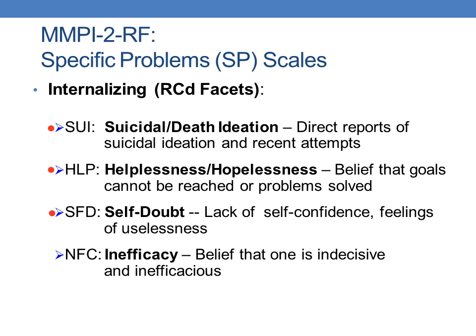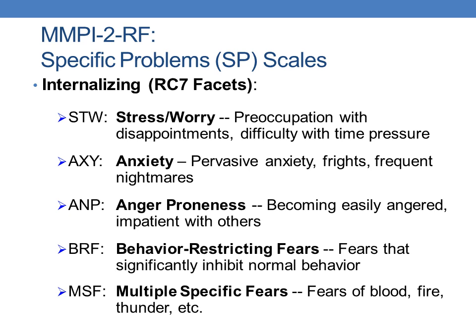You have items that talk about self-doubt, lack of self-confidence, low self-esteem, feeling useless. And then finally, items that talk about inefficacy. So basically that you can't make decisions, you feel inefficacious, indecisive, those sorts of things. There's also 5 scales that capture elements of more RC7, negative emotionality. Starting with stress and worry, kind of the idea that you're stressed out, you're preoccupied, you're worried about different things. The anxiety scale captures much more of that pervasive, frightful type of anxiety that you see a lot with panic issues.